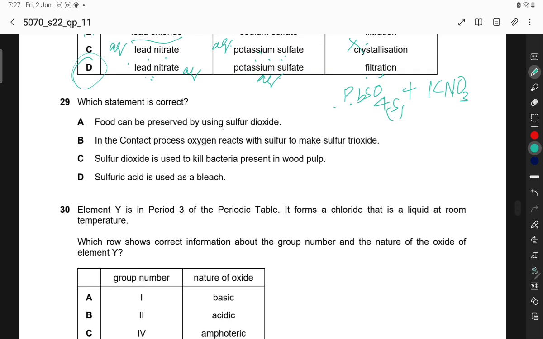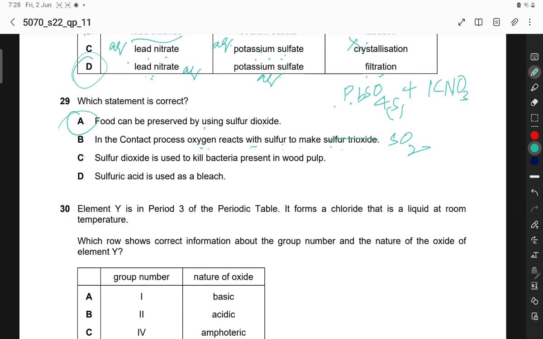Which statement is correct? Food can be preserved by using sulfur dioxide. Yes, this is one of the uses of sulfur dioxide. And in the contact process, oxygen reacts with sulfur to make sulfur dioxide.